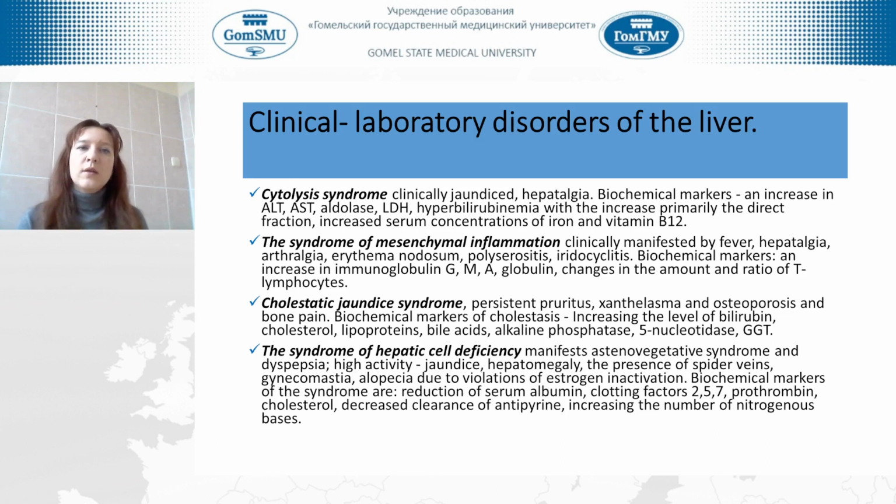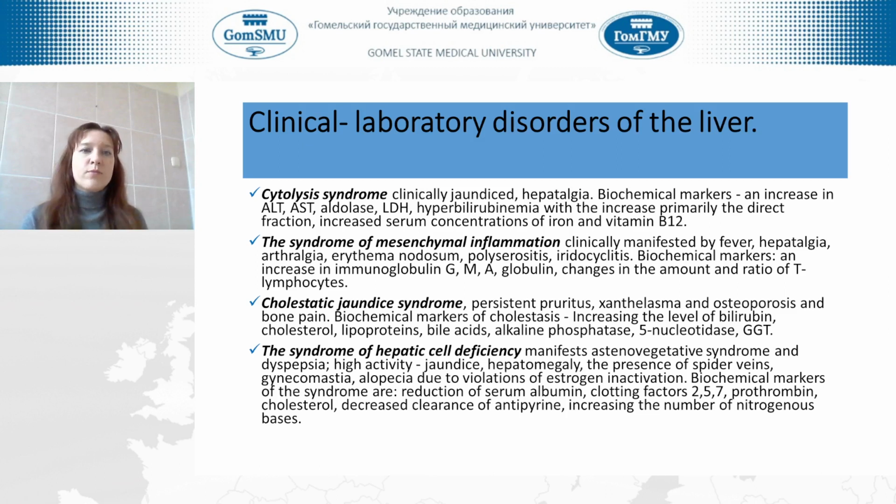Cytolytic syndrome. Clinically, jaundice and hepatalgia. Biochemical markers increased are AST, ALT, LDH, and hyperbilirubinemia with increased primary direct fraction, and increased serum concentration of iron and vitamin B12. The syndrome of mesenchymal inflammation is clinically demonstrated by fever, hepatalgia, arthralgia, erythema nodosum, polyarthritis, epididymitis. Biochemical markers: increased immunoglobulins G, M, A, globulin, and changes in the amount and ratio of T lymphocytes.